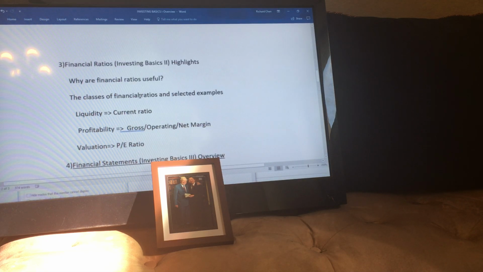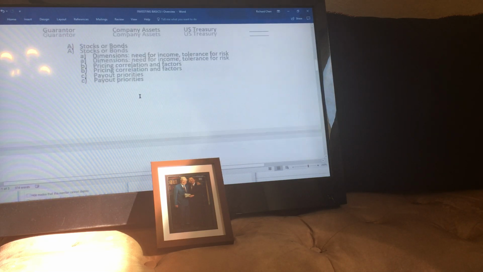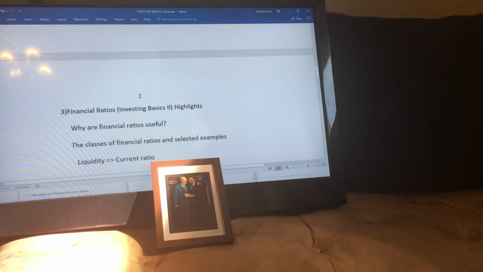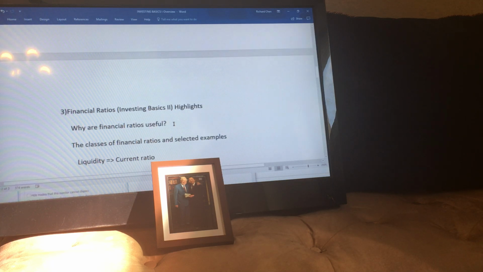So let's start first with financial ratios. To define financial ratios, they may also be known as financial metrics. I thought financial ratios would be more useful because you know exactly what they are, and it's an actual ratio. So it's a fraction, as you know if you go back to grade school and high school. Basically there's a numerator and a denominator. And there are different classes of financial ratios, and we want to talk about a few select examples.